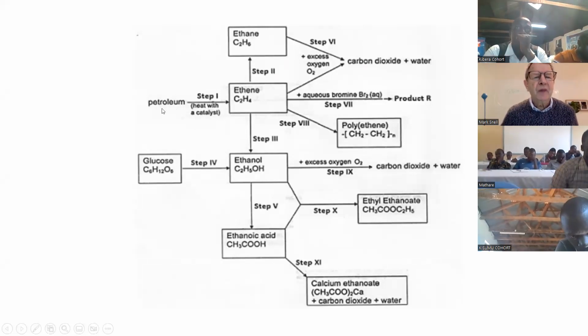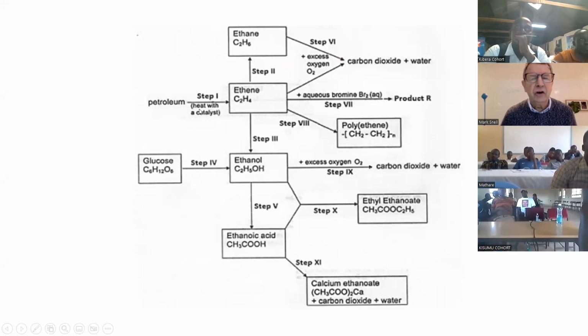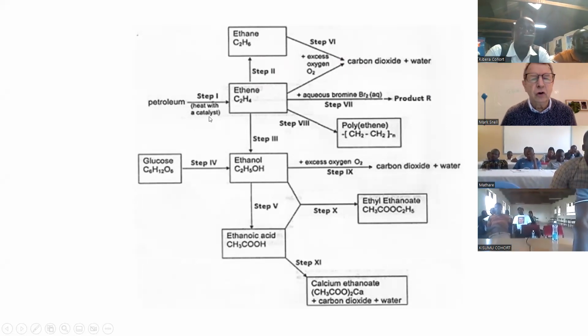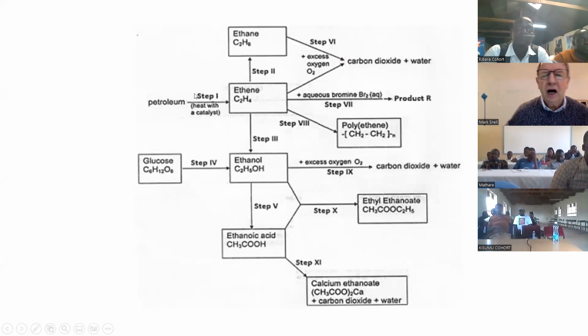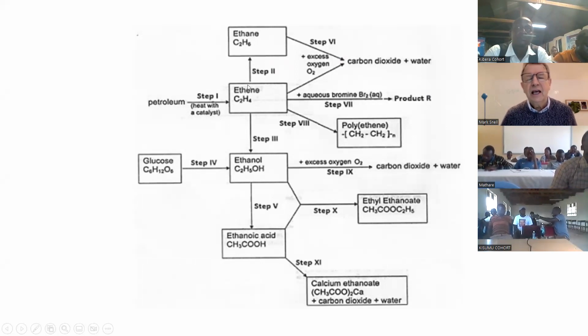Step 1, to produce ethene, that's obviously cracking. They should know that the temperature is about 700 degrees and the catalyst is normally aluminium oxide, but could be other oxides and so on. So that would be step 1. Step 2, ethene to ethane, that's a hydrogenation. So it's hydrogen, and that will be a nickel catalyst. And it's normally just a bit over room temperature, like 70 degrees. So nickel and hydrogen for that step there.